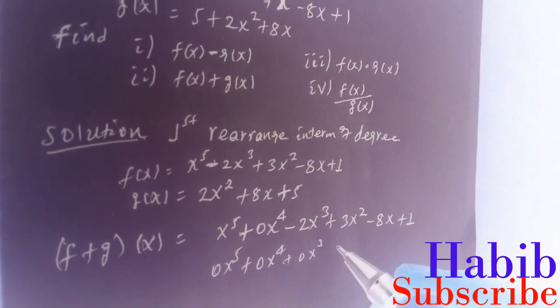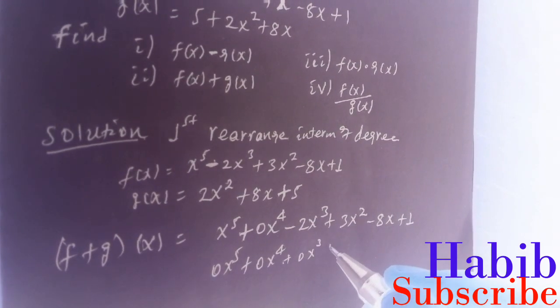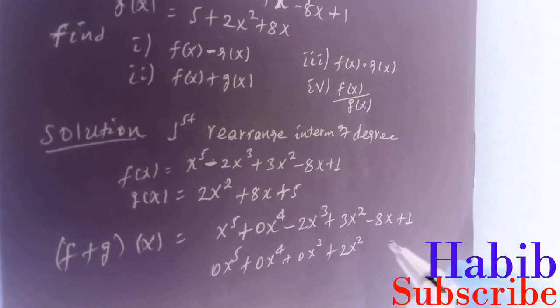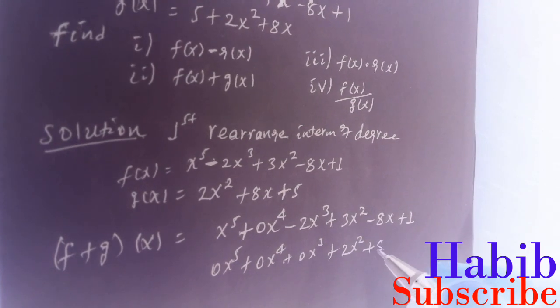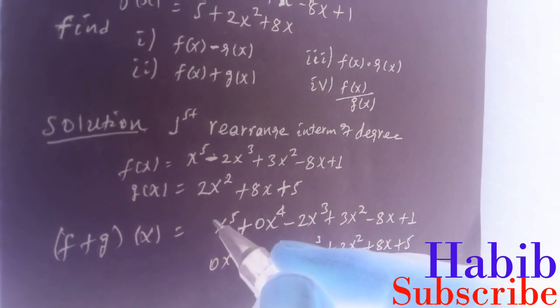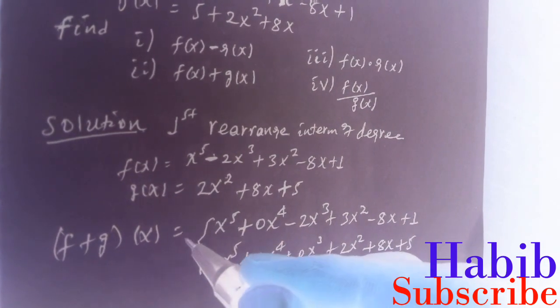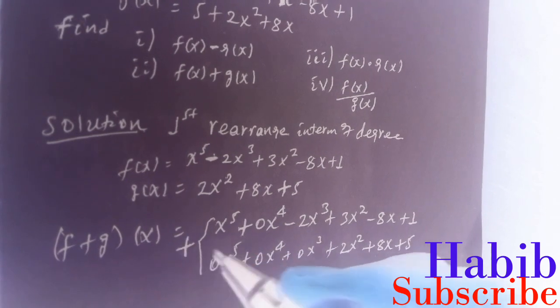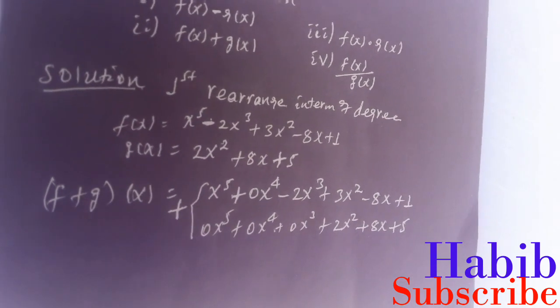Again 0x cubed plus 2x squared plus 8x plus 5. From this we can add those two functions with corresponding degree.